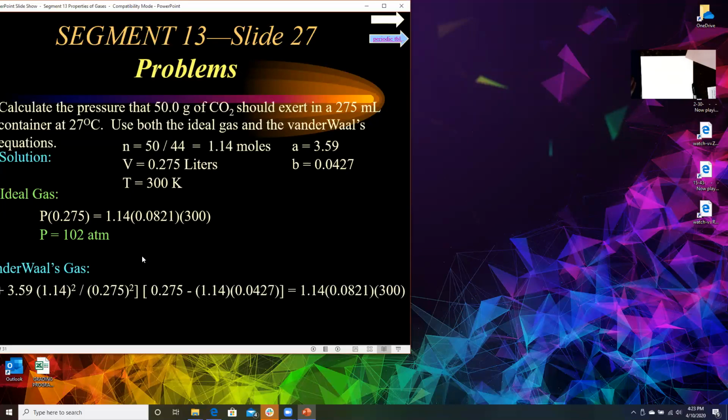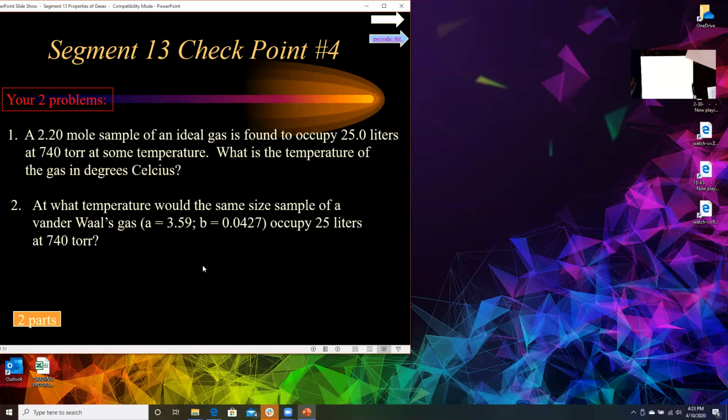If I use the van der Waals equation, plugging in the numbers, man, it looks messy, but if you keep your head about you and are careful, you would solve for 62.4 atmospheres. Typically, the real gas is going to have a lower pressure than the ideal gas, and that would be a way to double check yourself, to see if you've made a mistake, if you get a pressure greater than the ideal gas pressure. Okay, here's a checkpoint on this, and you can work through that.